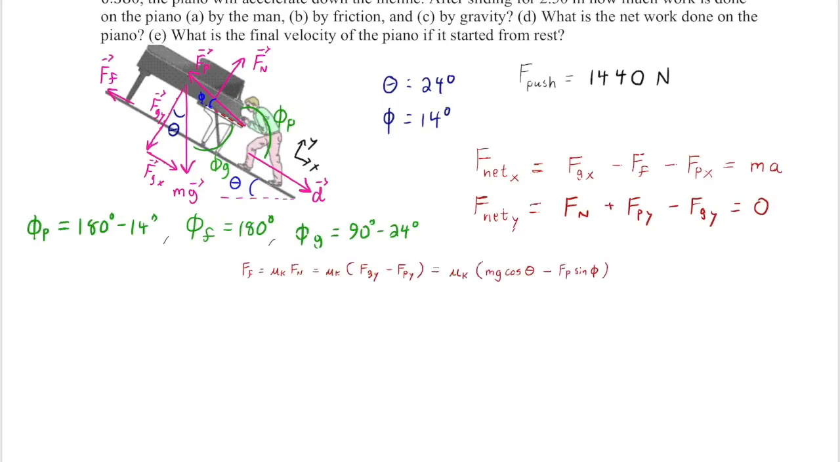Continuing with the free body diagram, I want to express the friction force. The friction force by definition is mu k Fn. Well, in this case Fn is Fgy minus Fpy, because we're effectively making the piano a little bit lighter since the person's pushing up on it a tad.